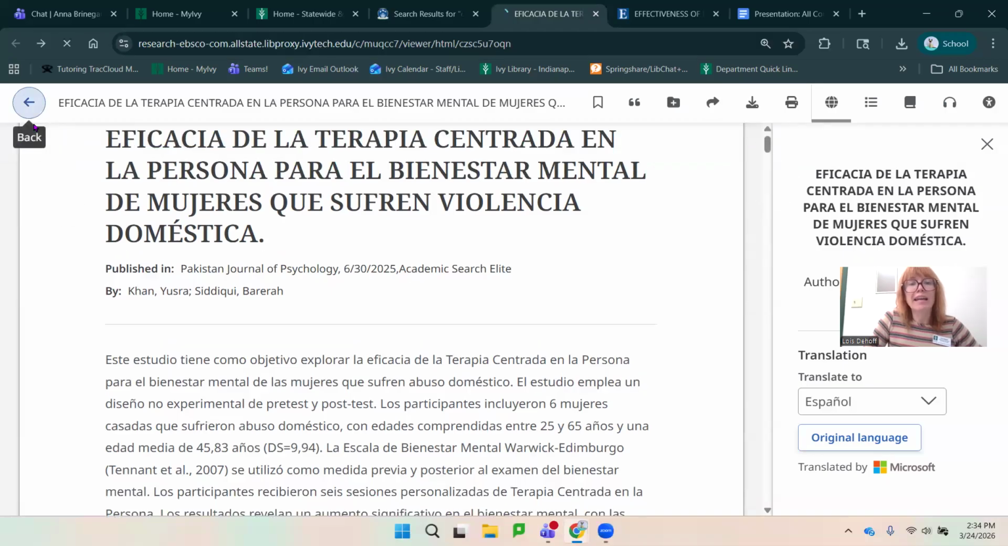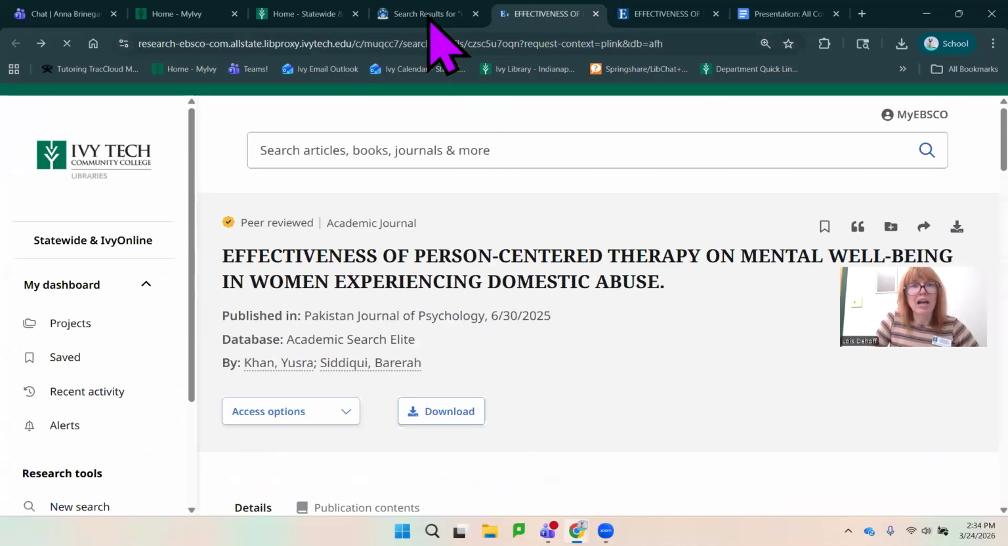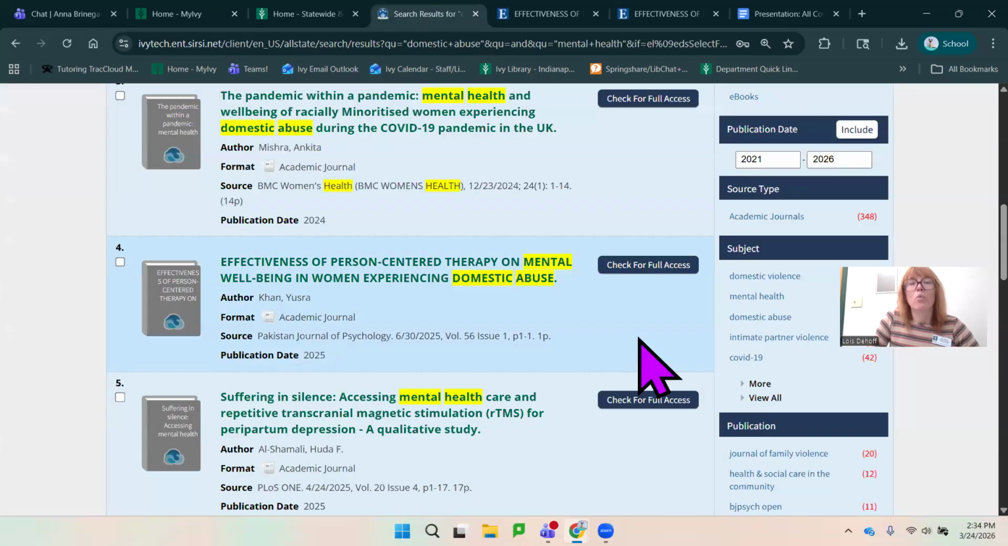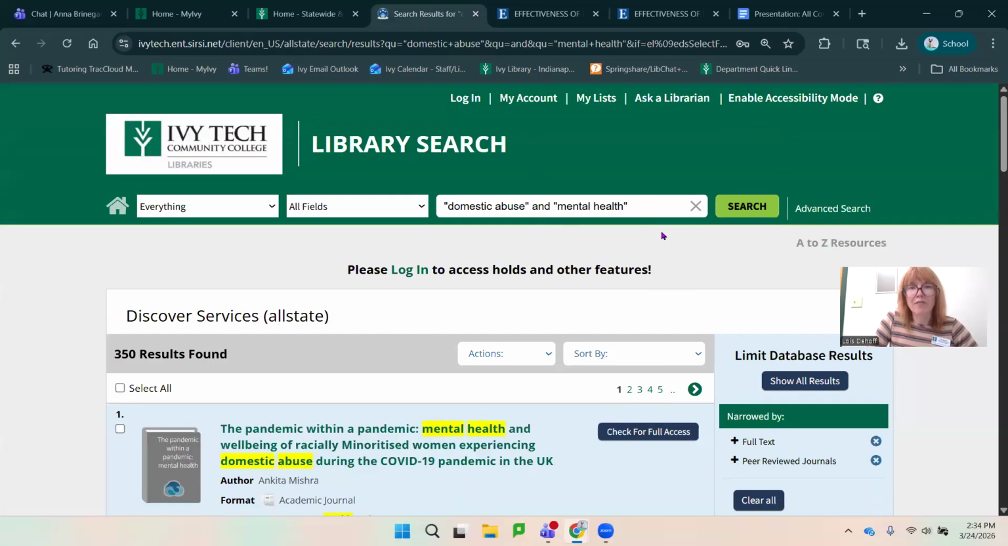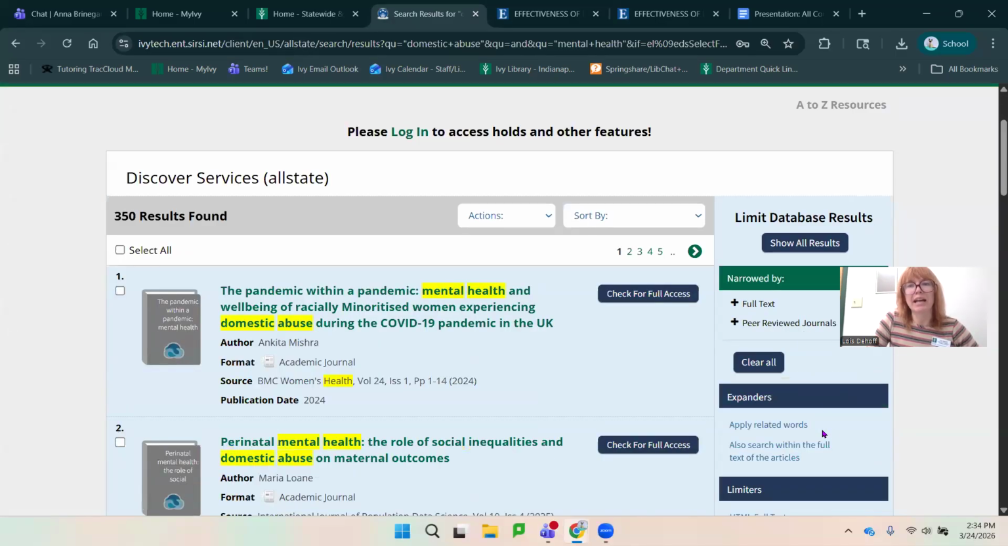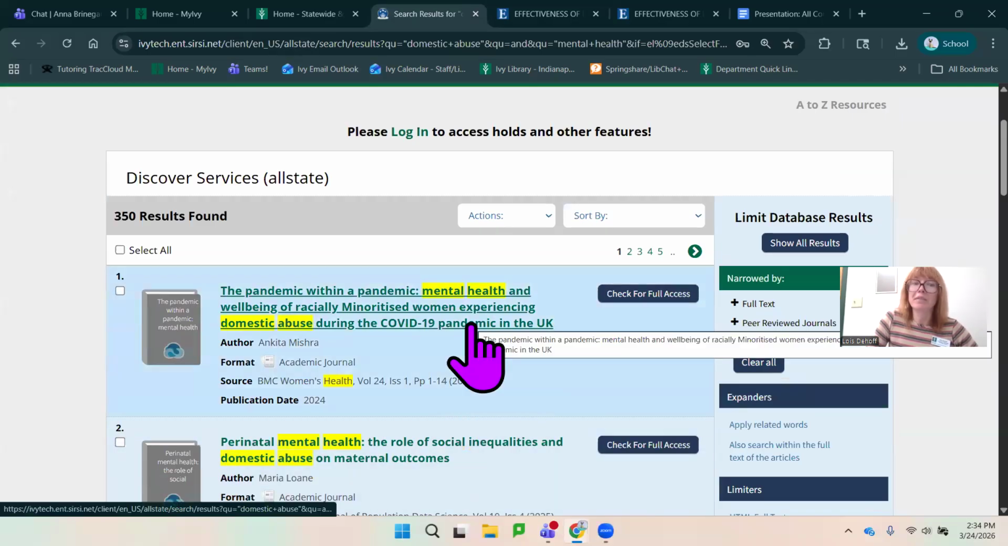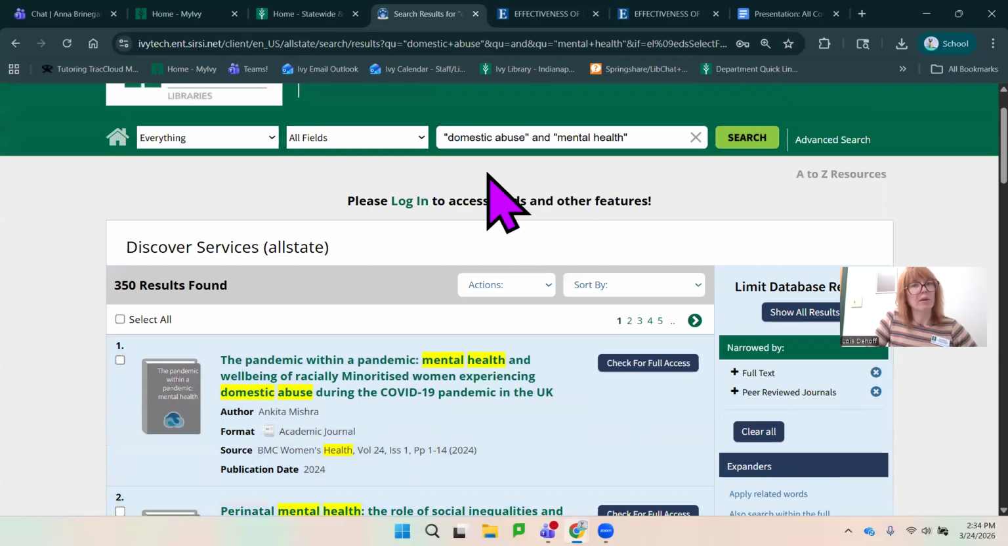But that is how we find articles in our databases. We start off by finding keywords, and then we add appropriate punctuation, and we apply the filters. And if something isn't working the way that we want it to, then we swap out the language and we try it again. And we try it again. And so instead of domestic abuse, maybe try domestic violence. Instead of domestic abuse and mental health, we also say and women. And so all of these changes of the wording will make a difference.